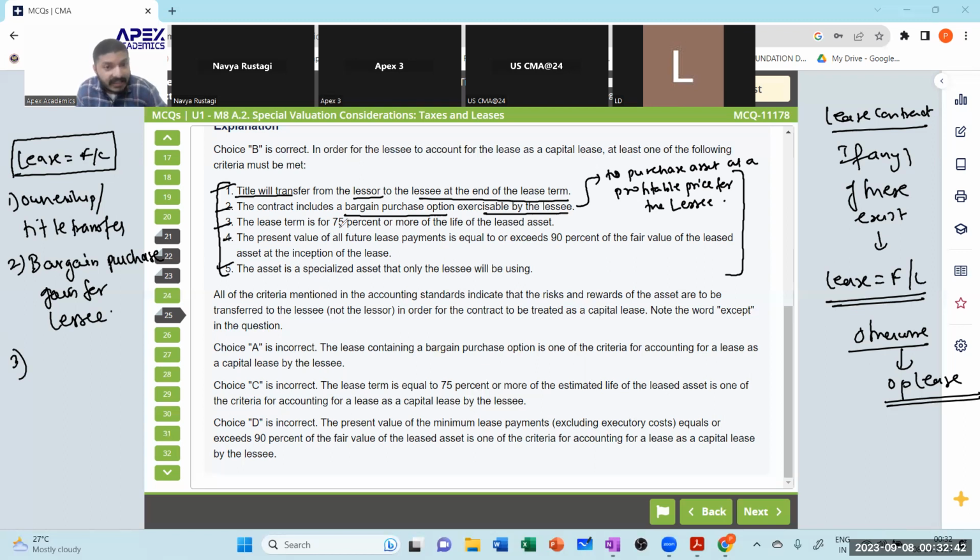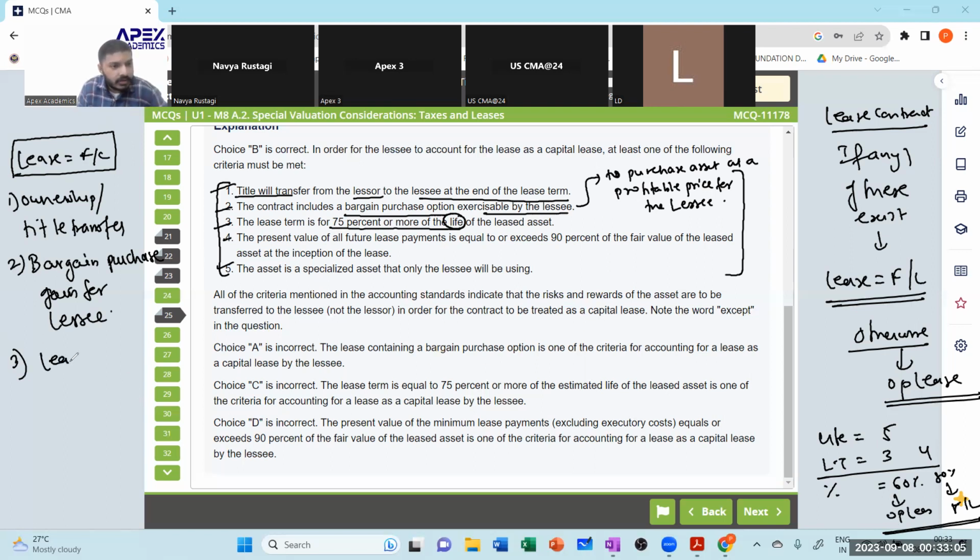Next, lease term is 75% or more of the life of the leased asset. Life of leased asset is 5 years. Lease term is 3 years. What is the percentage? 60%. What is this? This is an operating lease. 4 years. What is the percentage? 80%. What is this? Finance lease. Do we understand? Yes or no?